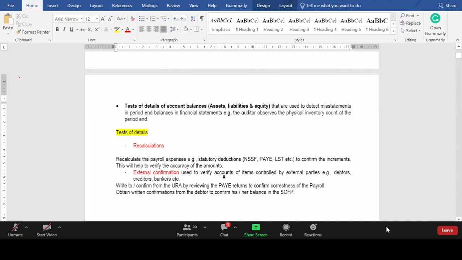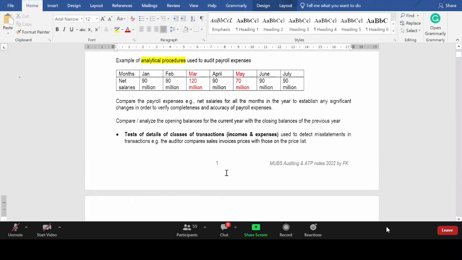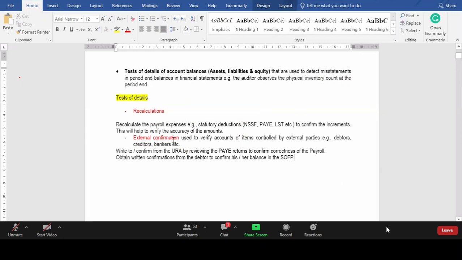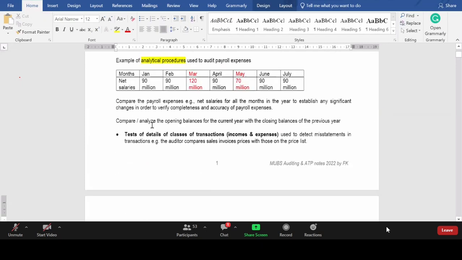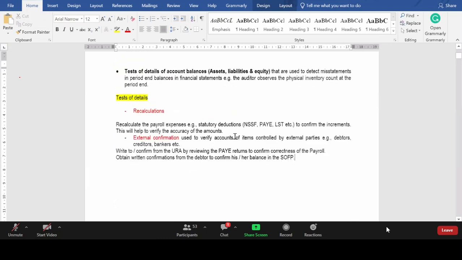Any questions on that? We started with the first test, which was analytical procedure. I showed you how to do it. We've done the tests of details. The first one has been recalculations. The second one is external confirmation. Here I told you say compare or analyze. Here you write recalculate. Here you write to, or confirm from, or obtain written confirmations. Any questions?